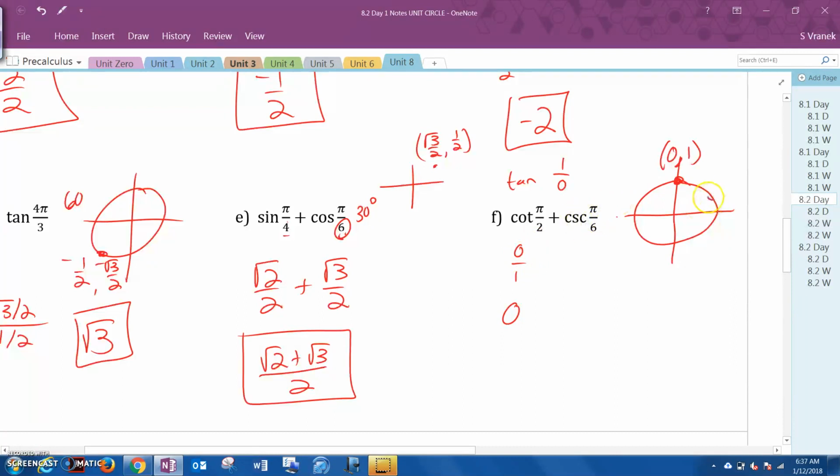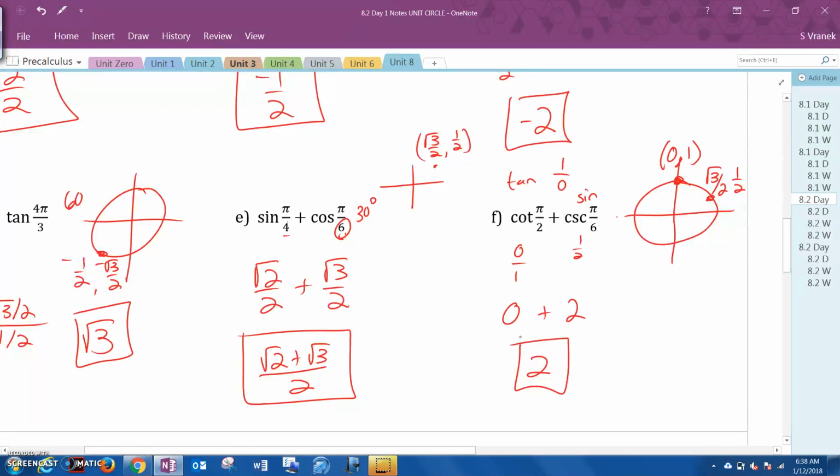Cosecant, pi over 6 is over here. That's the 30. Again, we're back at root 3 over 2 and 1/2. Cosecant goes with sine. Remember, it's always the opposite letter. So cosecant goes with the S, secant goes with the C for cosine. So I want sine. Sine is 1/2. So I flip it and it becomes plus 2. So my answer is 2.